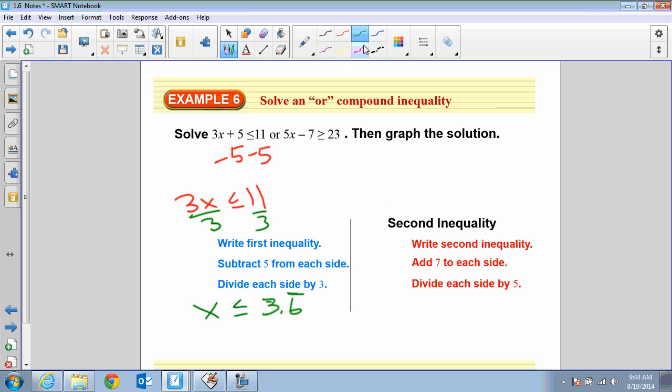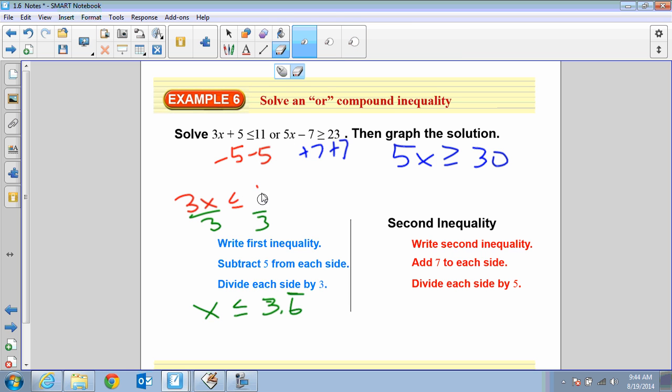Then the other one, we're going to solve that. We add 7 to both sides. So we have 5x is greater than or equal to 30. You know what? I messed that one up. Go back. Haven't made mistakes today. All right, so we go back.